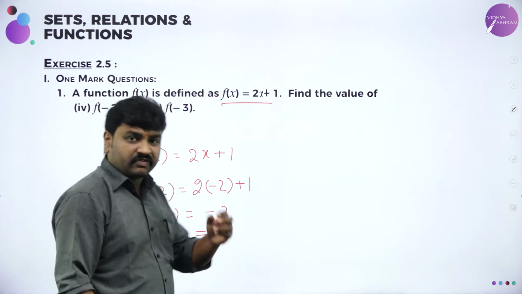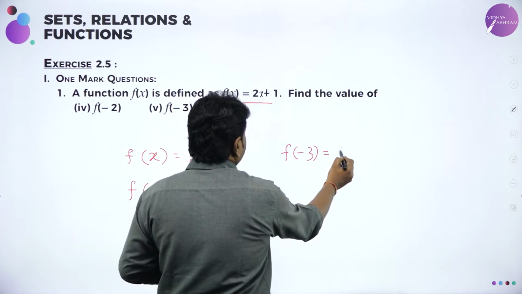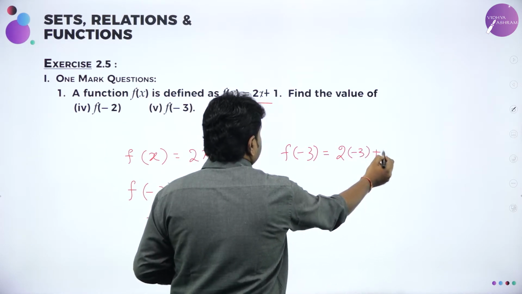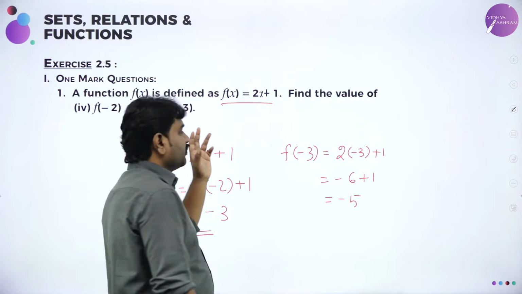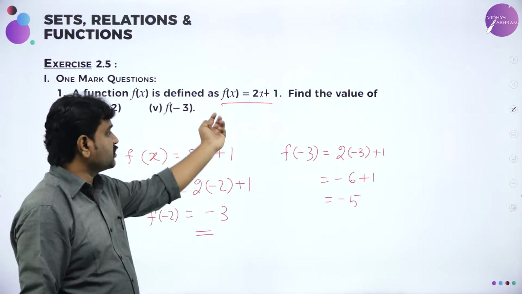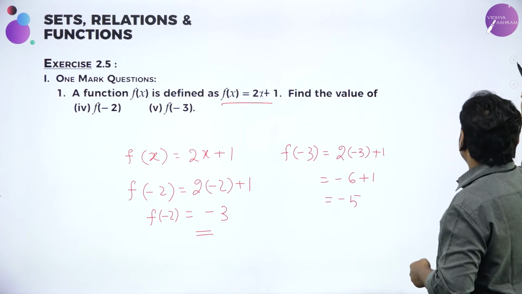Then they want you to find f of minus 3. In the place of x put minus 3. So, f of minus 3 means 2 into minus 3 plus 1, that is minus 6 plus 1, that is minus 5. So, whatever the functional value they want, substitute it. f of minus 3 means in the place of x put minus 3, 2 into minus 3 is minus 6, plus 1 becomes minus 5.